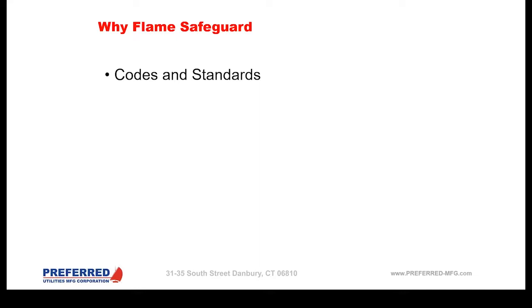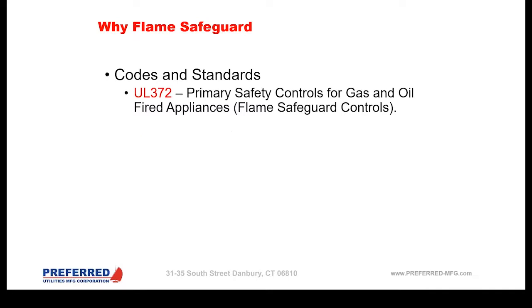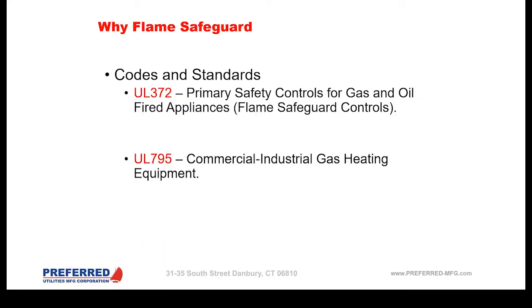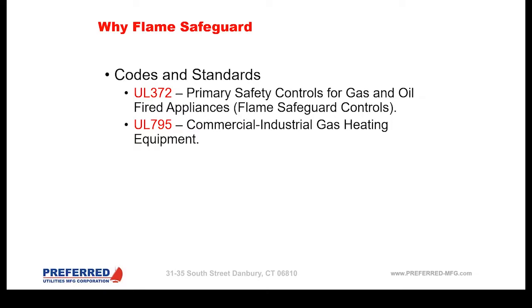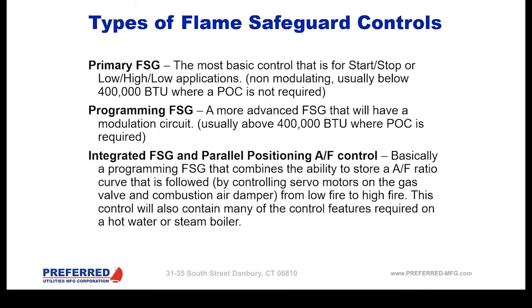Codes and standards come into play here. The manufacturers work together with approval agencies like UL, CSA, to come up with codes and standards that make sure that any manufacturers of flame safeguard follow the same strict standards to ensure they've got a very safe control design. UL 372, the primary safety controls for gas and oil fired appliances, is one such standard. UL 795, commercial industrial gas heating equipment, is another. UL 296 for oil burners, and NFPA 85 can come into play. Those are a few of the codes and standards.